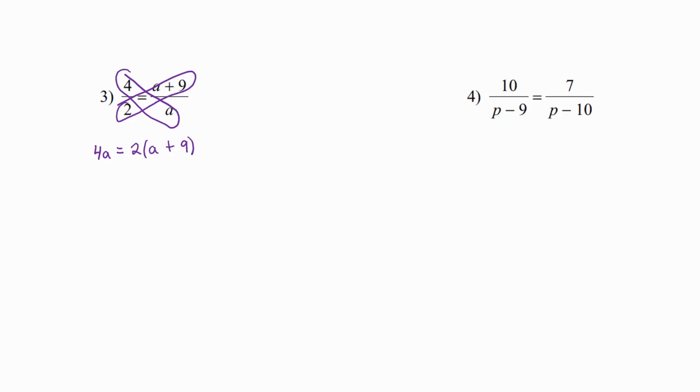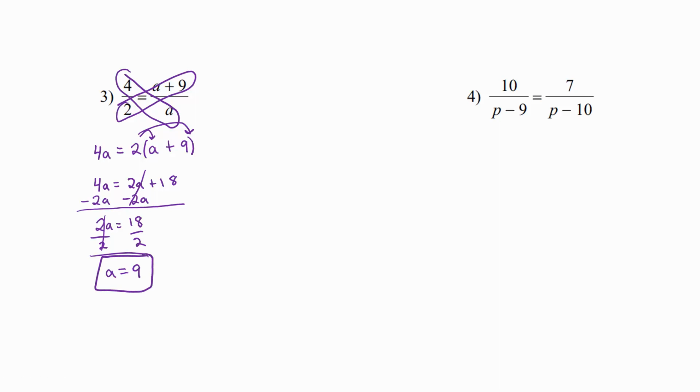So again, this 2 we need to distribute when we multiply. So we have 4a equals 2a plus 18. So to solve an equation like this, we want to get the a's on one side, so that we have 2a equals 18, and then divide by 2. So a equals 9. And we can check that. If I put a 9 right here, it does not give me 0 on the bottom, it gives me 9. So it is not extraneous.